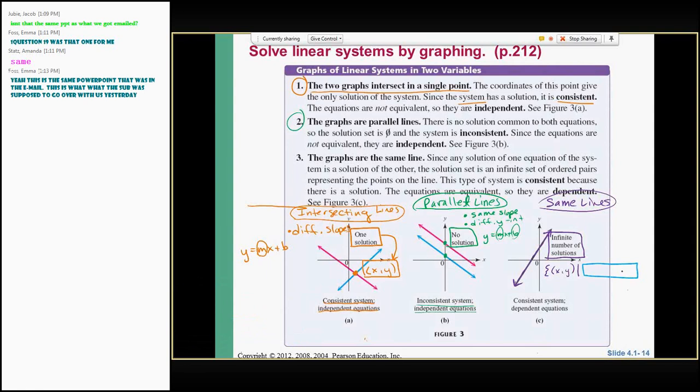Yep, Emma, that's what you're supposed to. I think there were 2 people that were able to stay. So I'm going to go through this again. And sorry if this is review, but I think it's pretty important that everyone understands it, okay?